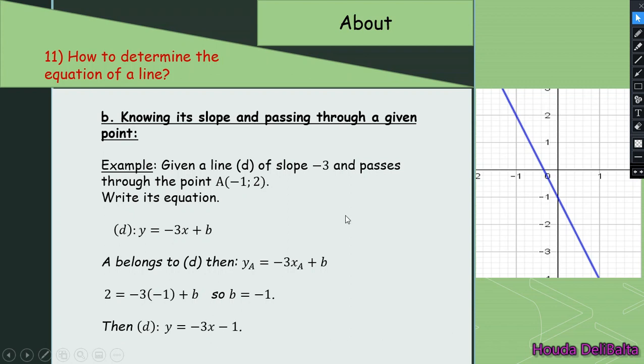Notice that the slope is negative and the line D is decreasing as well. Notice the point A, it is passing through (-1, 2). So here is the point A, if you notice. Okay?